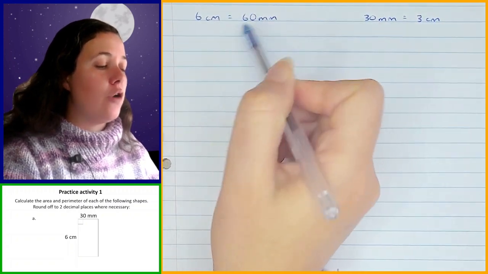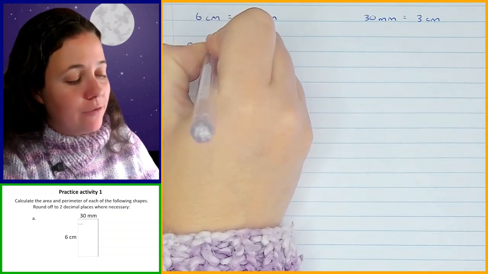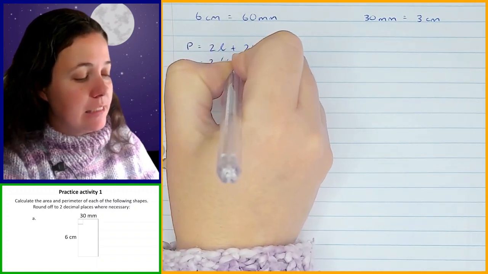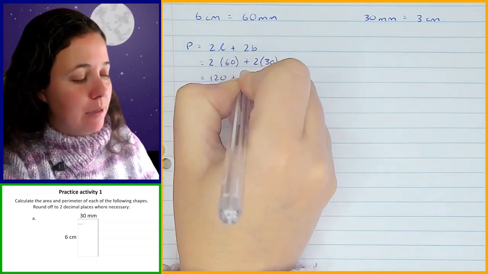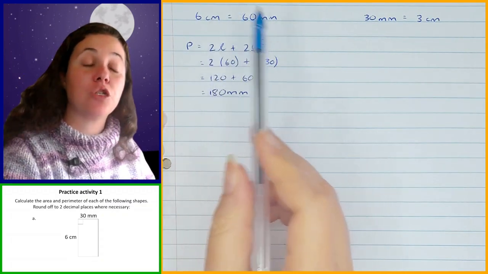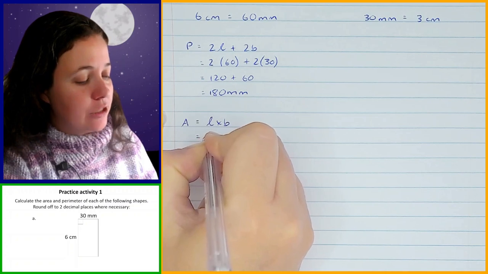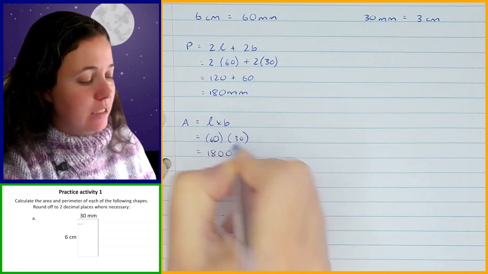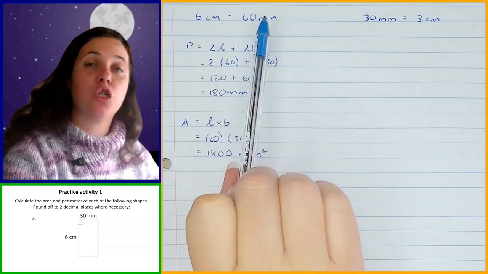Right, so now if 6 centimeters is the same as 60 millimeters, then for my perimeter, I'm going to have 2 length plus 2 breadth. So that's going to be 2 times the length, which is 60, plus 2 times the breadth, which is 30, and that gives me 120 plus 60, which is 180 millimeters, okay? Because I converted here to millimeters. And then my area is length times breadth. That is going to be 60 times 30, which is 1,800 millimeters squared. Okay, so that's what you should have got if you converted to millimeters.